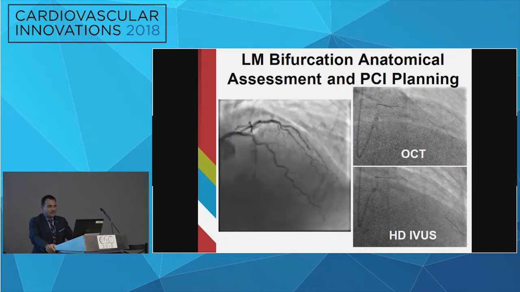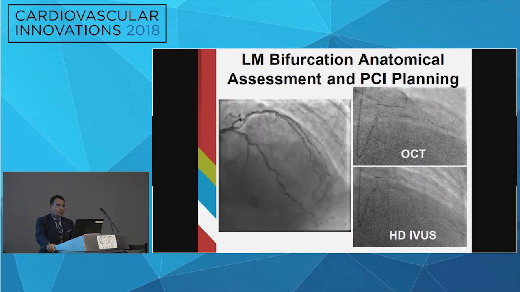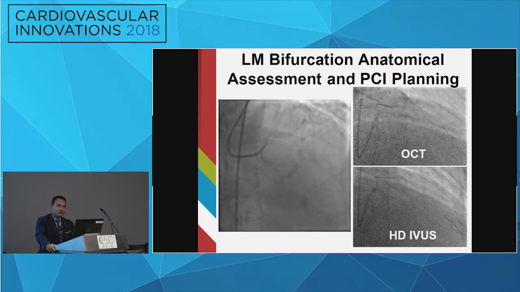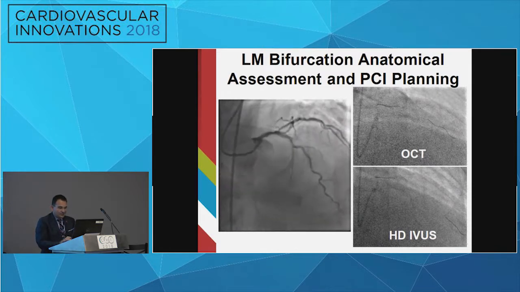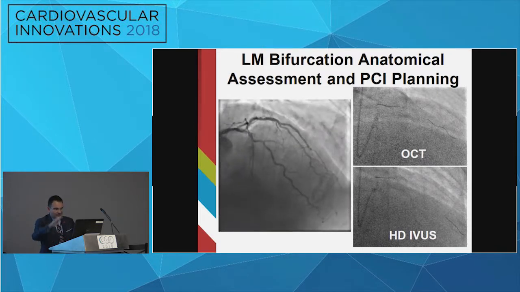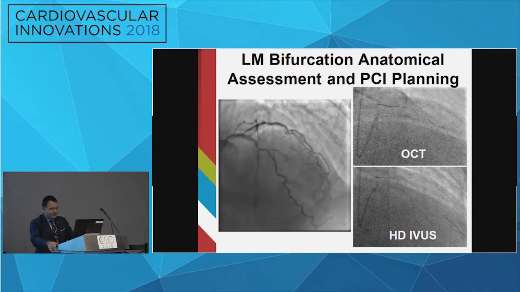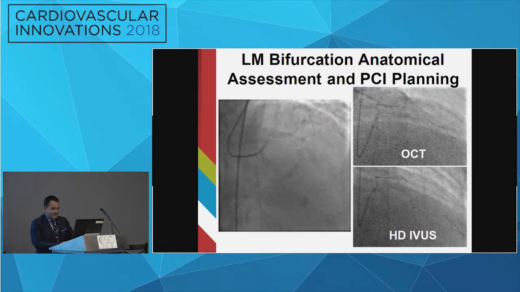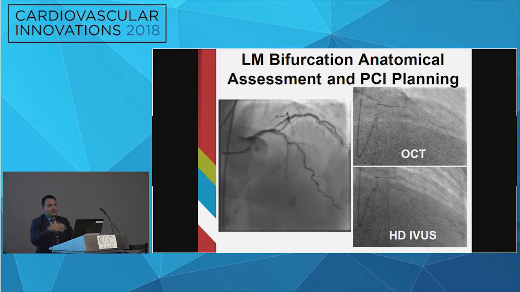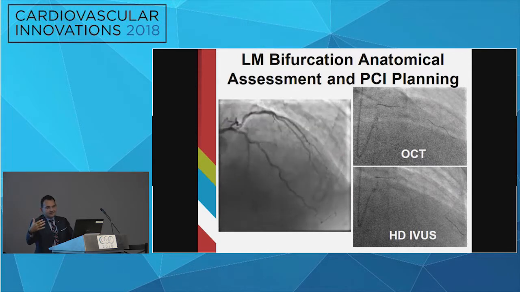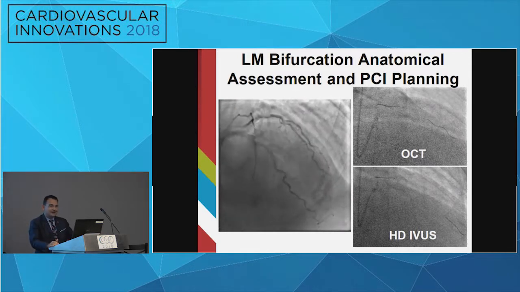Also, we can use IVUS to help us assess the left main bifurcation anatomy and potential PCI planning. So this is a very cool case. This is a patient who came in with a stress test positive in the LAD and circumflex territory. You can see obviously here extensive disease, mostly the proximal sides of the left system. And we would like to get a little more information, anatomical assessment of this left main LAD circumflex.